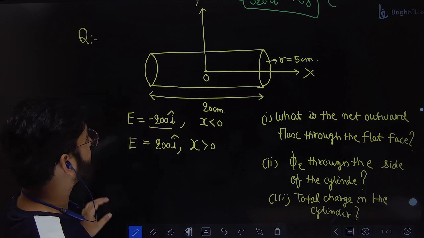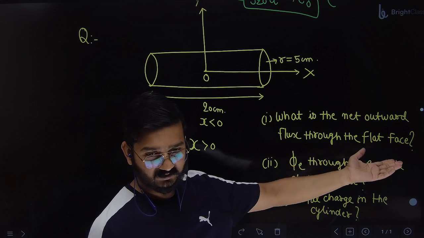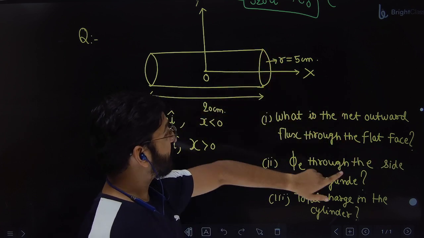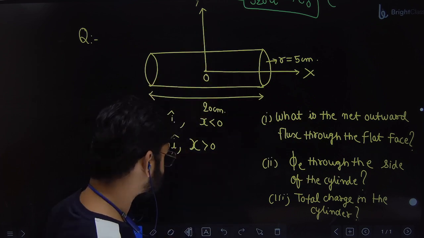You can make a note of that. These words are a bit confusing, and I totally agree with you. They should have written cross section, but they have written flat. Flat means this circular face. Side means curved surface.